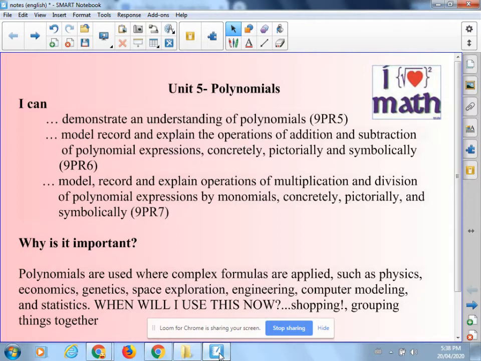So why is it important? Well, it does carry over into grade 10, both mathematics and in sciences. They're used where complex formulas are applied, such as physics, economics, genetics, space exploration, engineering, computer modeling, and statistics. When you're using this now, shopping and grouping things together. Okay, so it is a base unit that you guys will need to have for next year.